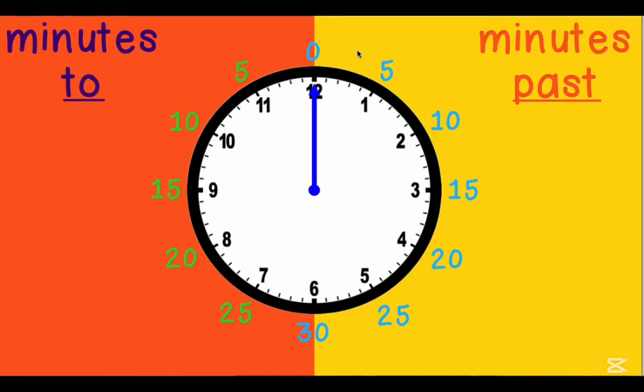So we still need to understand our minutes past and our minutes to sides of the clock. We need to remember that the large numbers around the clock are our hours, but they also represent lots of 5 minutes. And we can count by 5s from the 12 for past, or we need to think about how many minutes to go till the minute hand gets back to the 12.